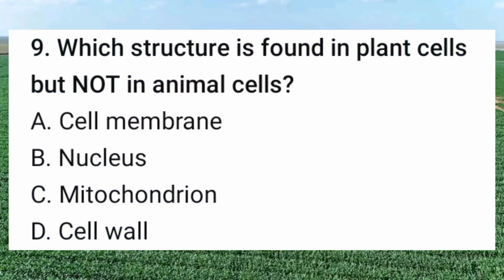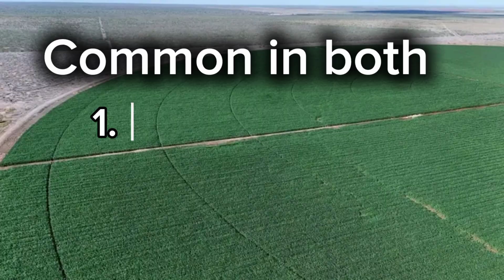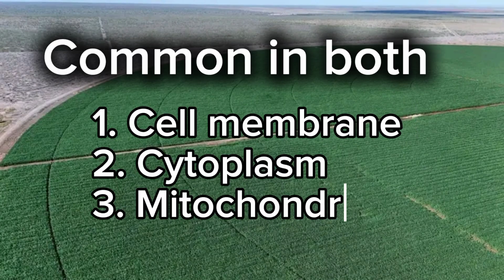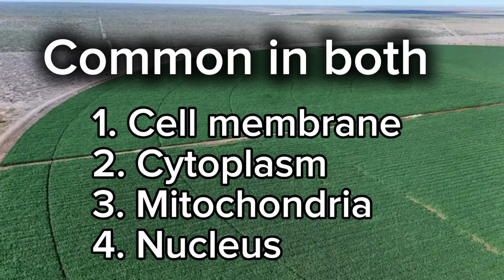Question 9. Which structure is found in plant cells but not in animal cells? Cell membrane, nucleus, mitochondrion, cell wall. The answer is D, cell wall. Cell membrane is present in both, nucleus is present in both, mitochondrion is present in both, but cell wall is absent in animal cells.